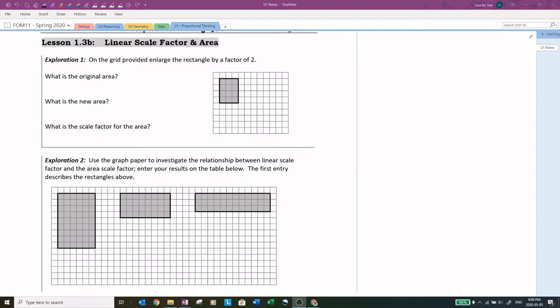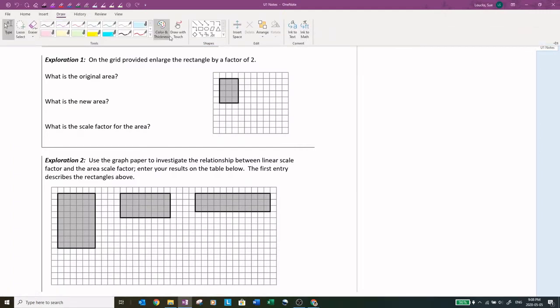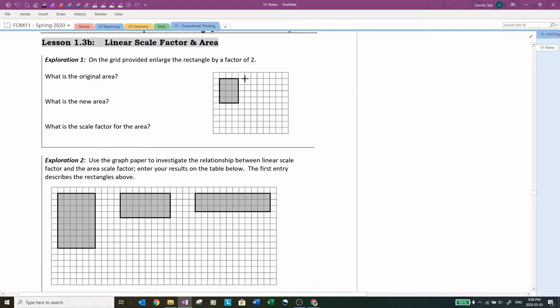Enlarge the rectangle by a factor of 2. So that means it's going to be twice as big. Okay, so let's do that. Oh, I can do that with my little rectangle drawing tool. So the original one is 3 by 4. So I want one that is going to be 6 by 8. So there's the new rectangle.